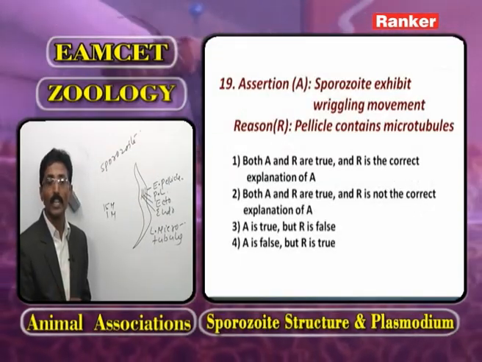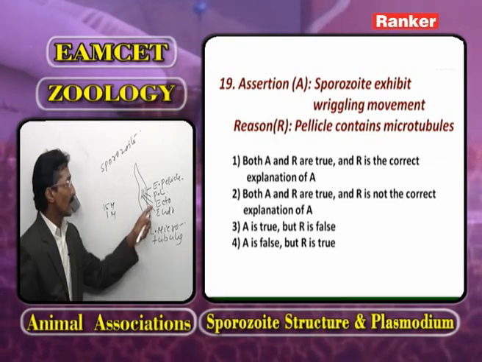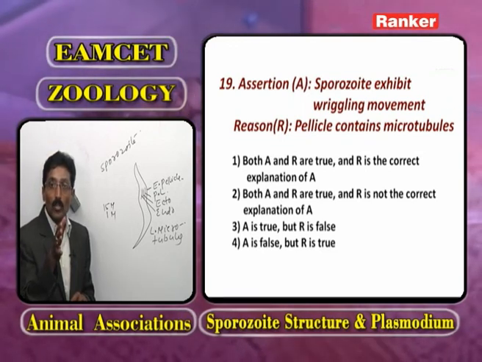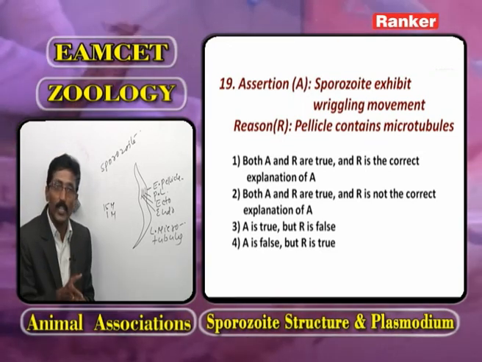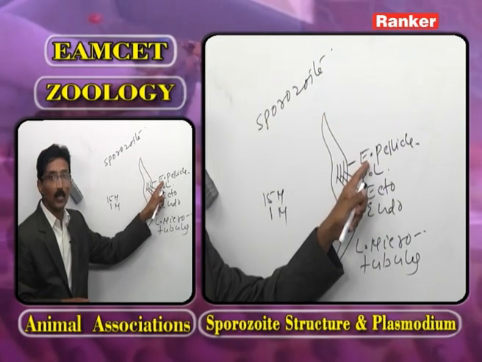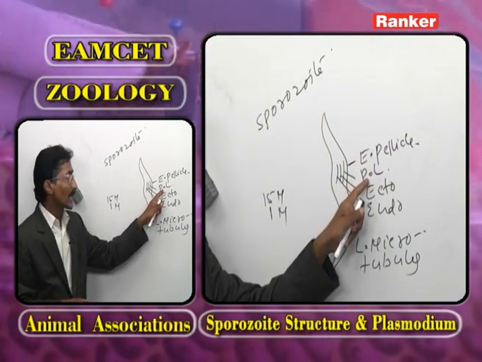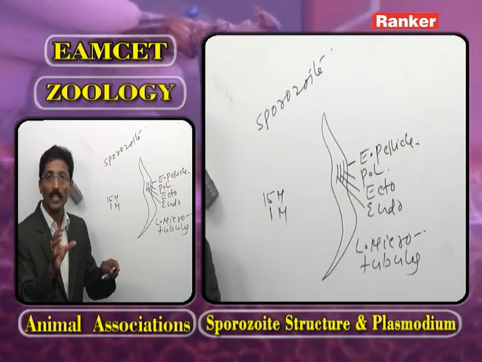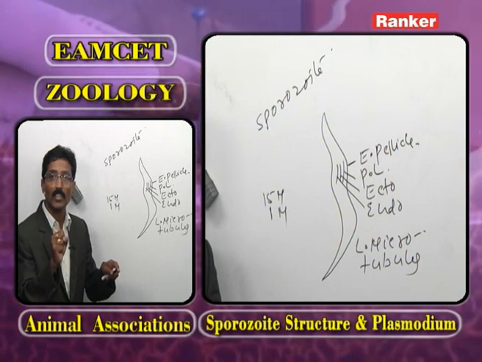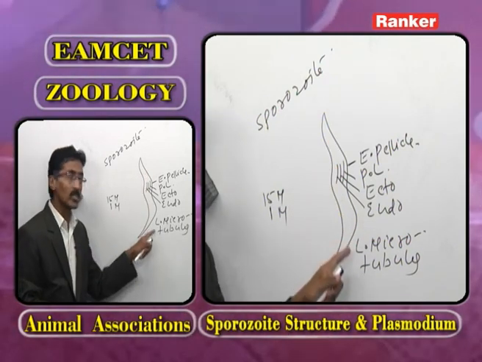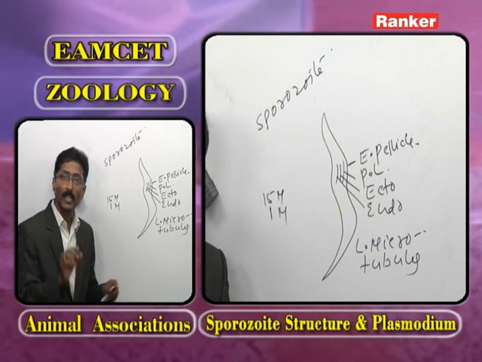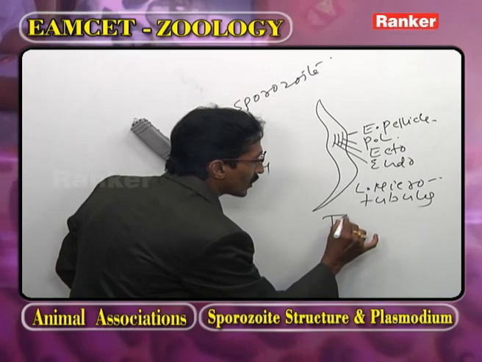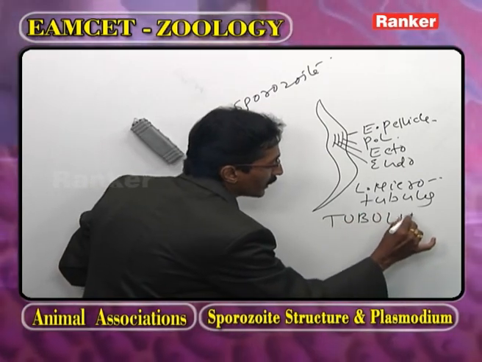Now, assertion: the sporozoite exhibits wriggling movement. What is the second one? The pellicle contains microtubules, arranged longitudinally. The entire body is covered and protected by an elastic pellicle that is secreted by the plasmalemma. In the pellicle, the microtubules are present. Because of the contraction and relaxation of microtubules, the sporozoite performs wriggling movement. The microtubules are made of what type of protein? That we call tubulin protein.